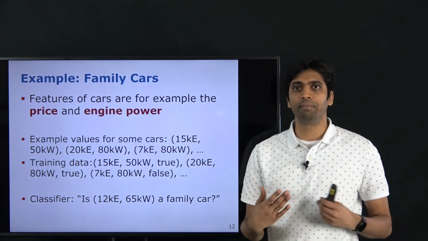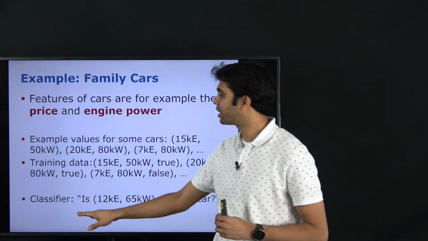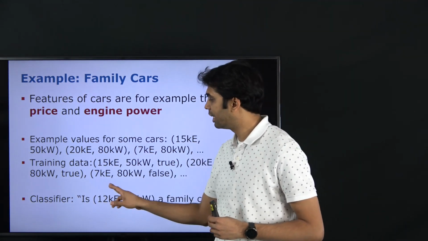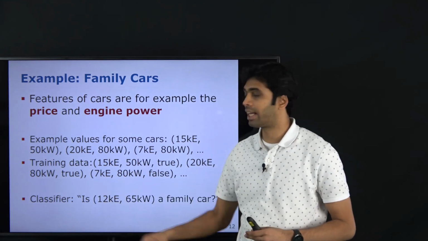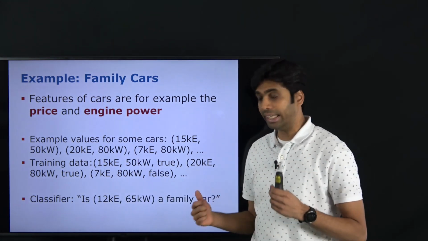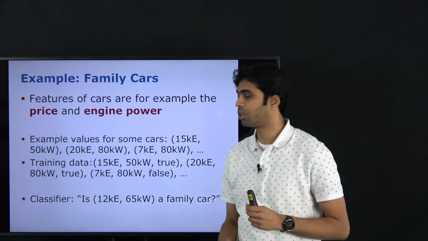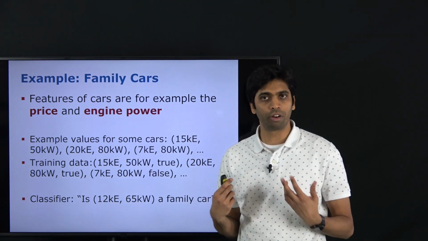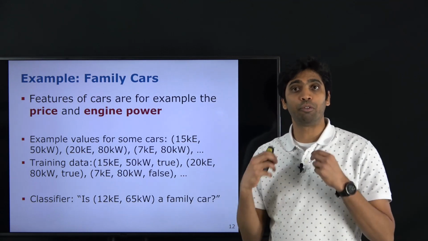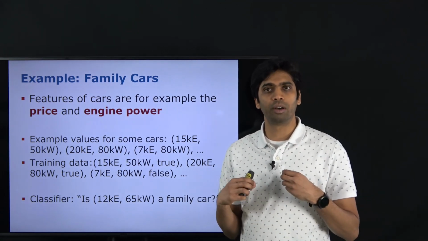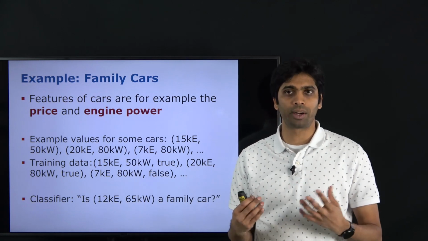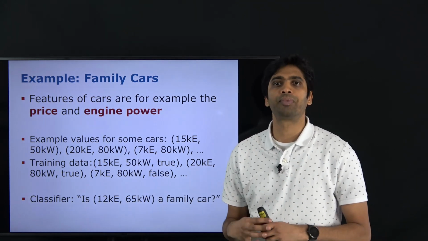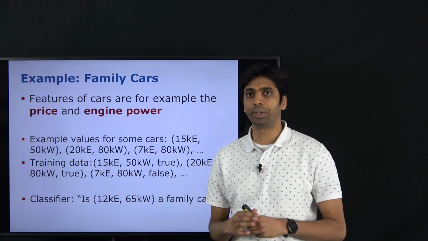And as I mentioned before, the question that the classifier needs to answer is that given this new data point, which is a car with a feature vector x, which says this costs 12,000 euros and has 65 kilowatts of engine power, would this be a family car or not? Right. So this is a classical classification problem like we introduced.